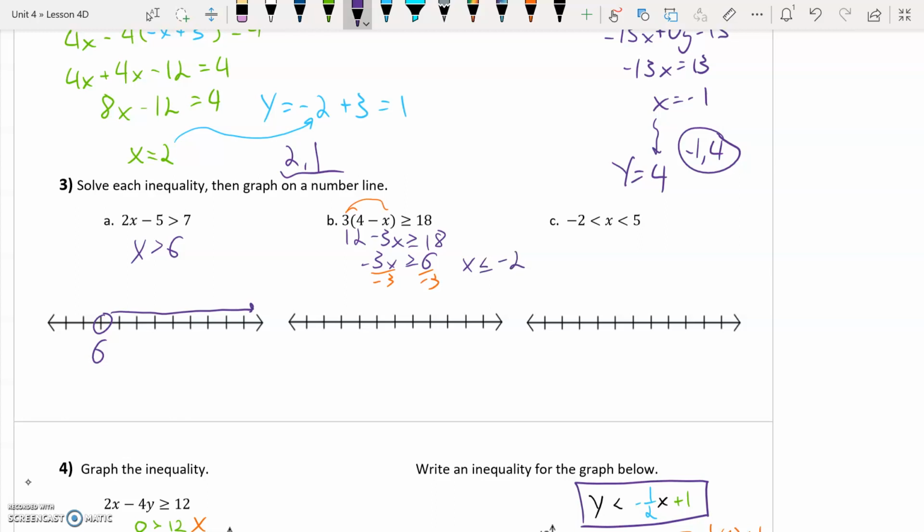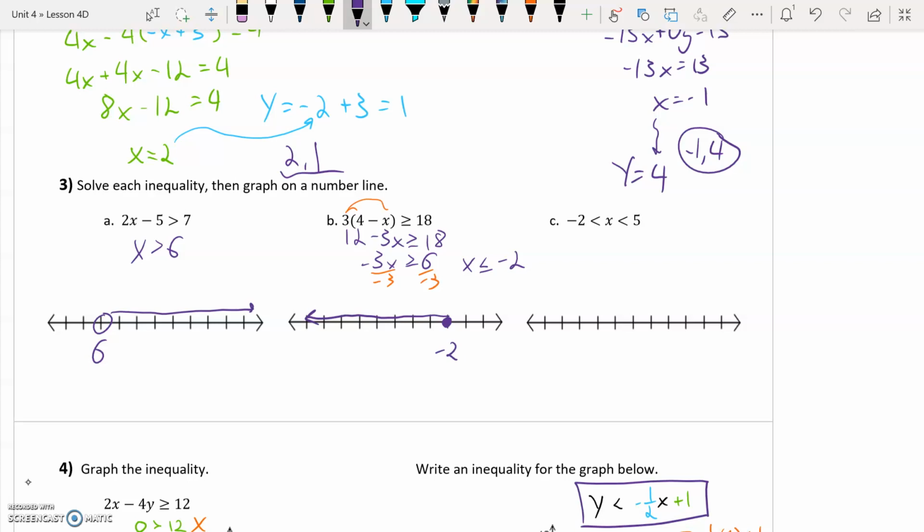And so graphing this one, I'm going to pick a spot for negative 2. I'll have it right there. It doesn't matter, you're just saying where you are on the number line. Less than means it's going to go down the number line to the left.